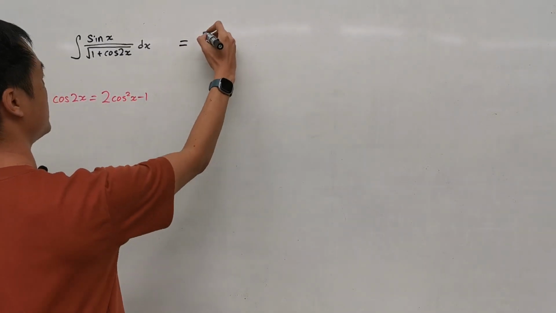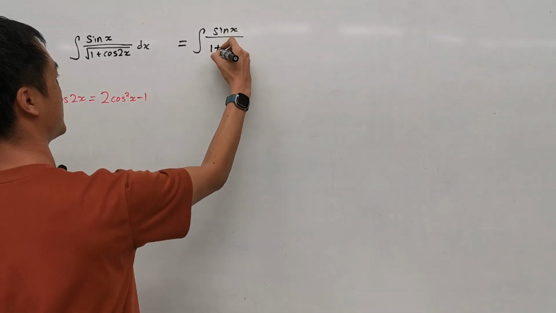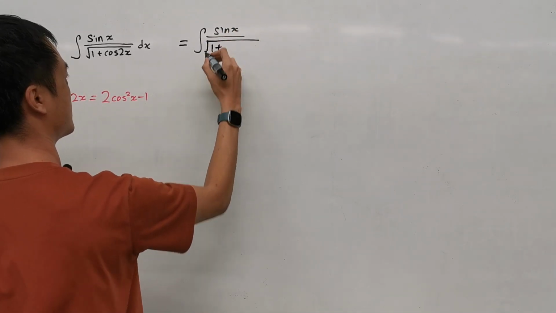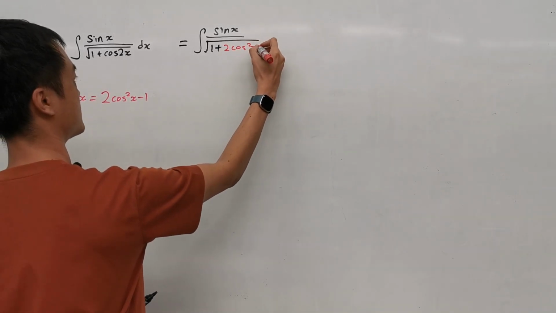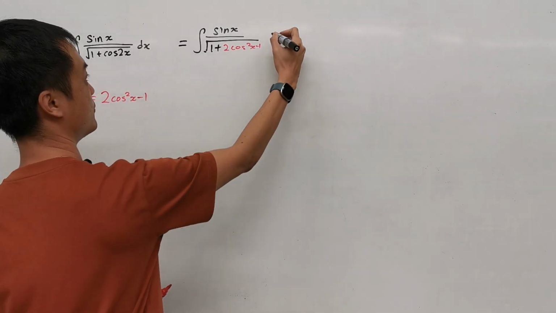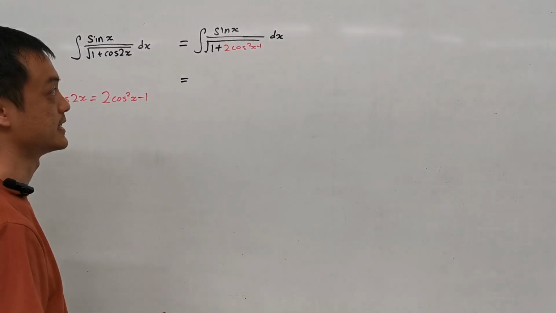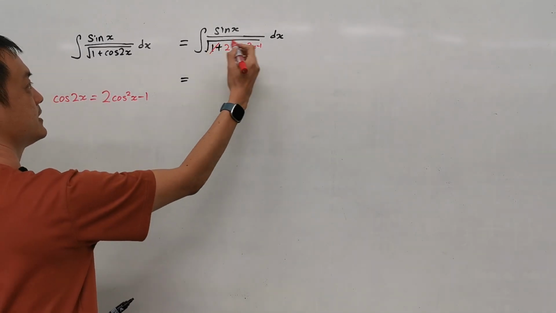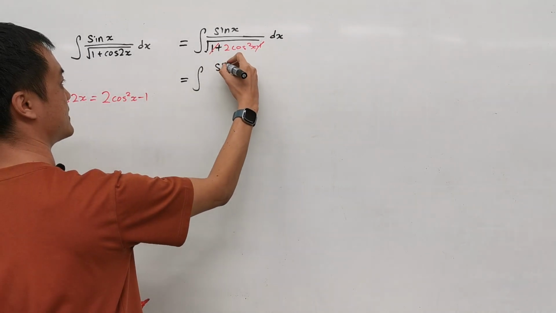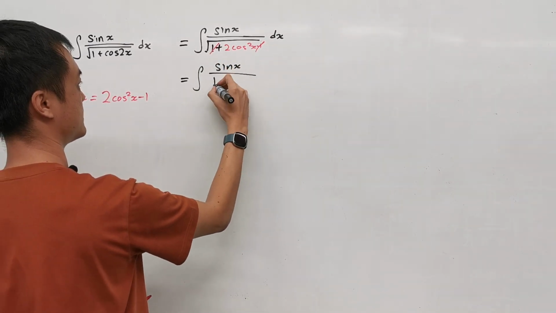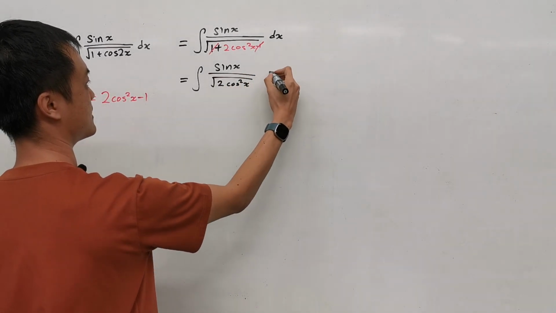Let's copy the integration over. We get sine x over the square root of 1 plus 2 cosine square x minus 1. And don't forget the dx. And right now we notice that there's something that we can cancel. We can cancel off the 1 here and the negative 1 over here. So right now we are left with sine x over the square root of 2 cosine square x dx.